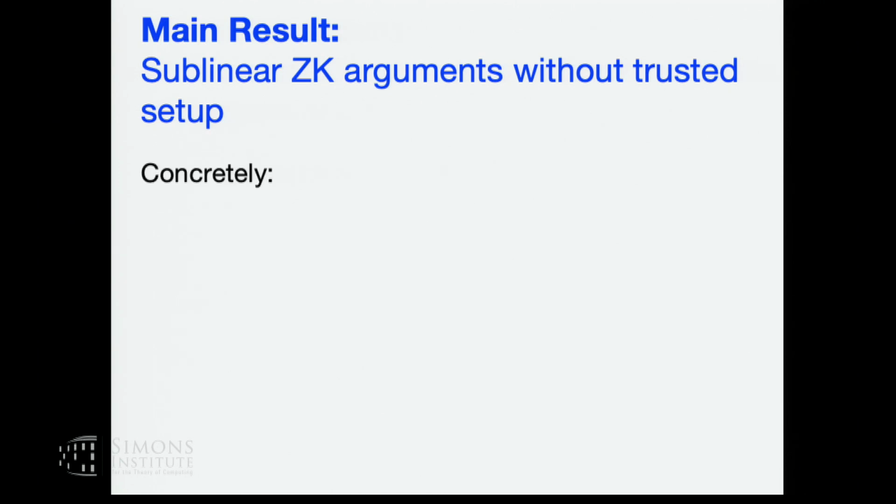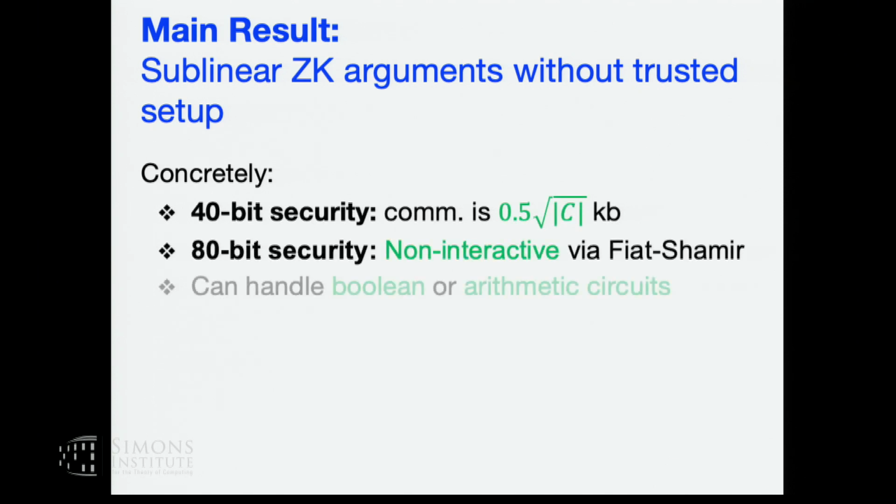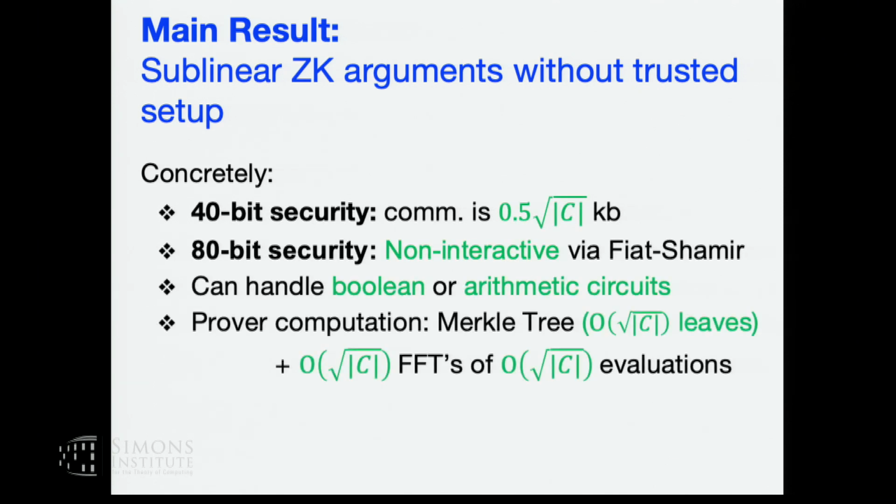Here are some high-level concrete parameters of our zero-knowledge system. Roughly speaking, we can show that if you want to construct a zero-knowledge proof for a circuit C, the NP relation expressed as a circuit C, then our proof length, the interactive version for 40-bit security, is something like half of square root C kilobytes. Now, you have to apply Fiat-Shamir if you want to make it non-interactive, and then you have to instantiate ours with 80-bit security to get 40-bit security. And roughly, you can think of it as twice, but it's actually less than twice to get from 40-bit security to 80-bit security.